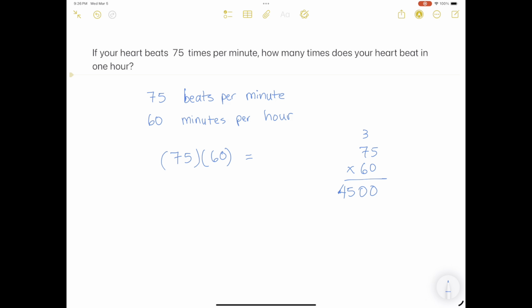So your heart beats 4,500 times in 1 hour. And I box the answer.